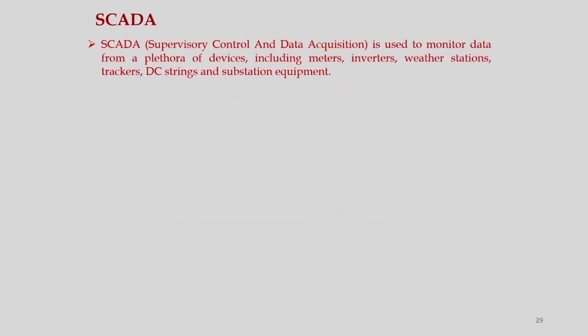And also we need to have a SCADA system for this kind of grid connected PV system. So, what does SCADA stand for? This is something like supervisory control and data acquisition. Okay? And this is used to monitor data from a plethora of devices, including meters, inverters, weather stations, trackers, DC strings and substation equipment. Okay?